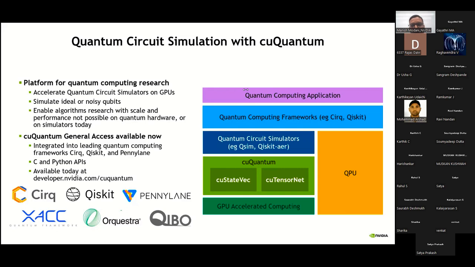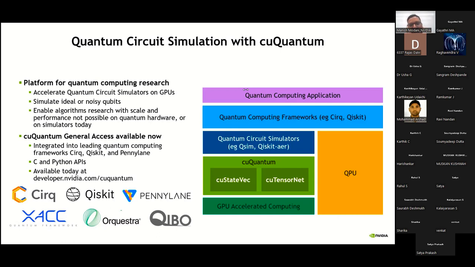Hello, sir. As we can see on this slide, it's written that cuQuantum is integrated with frameworks like Cirq and Qiskit. Does that mean that if I have code written in Qiskit, I can directly run it on NVIDIA's GPU and accelerate it, or do I need to write another code using CUDA to feed it into the GPU?